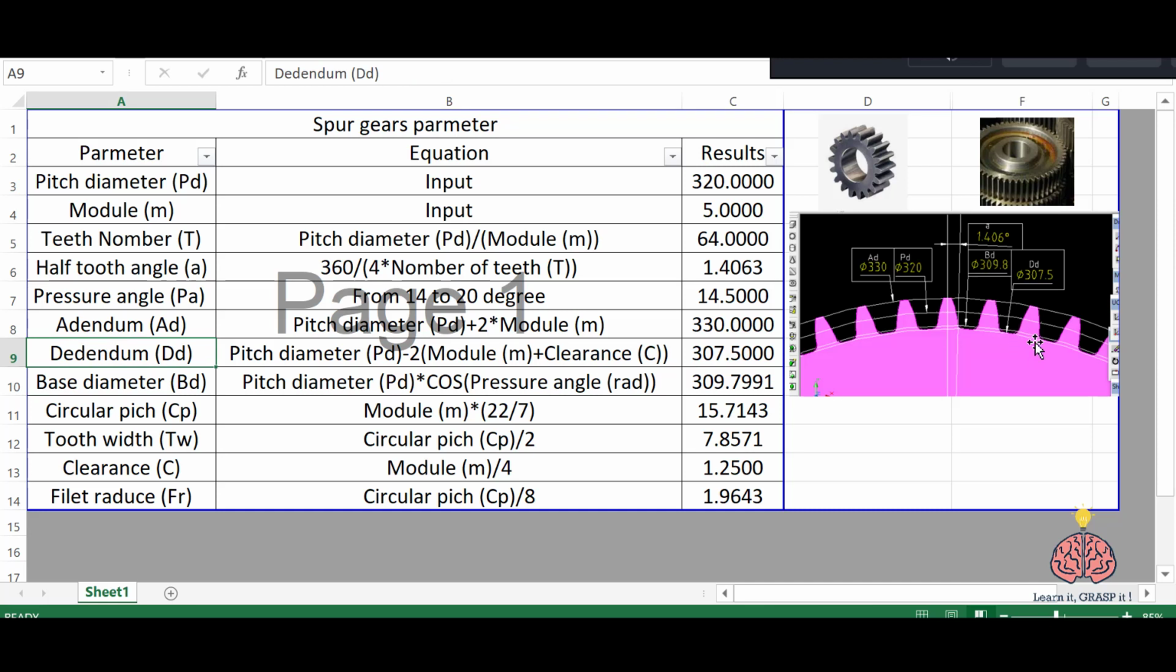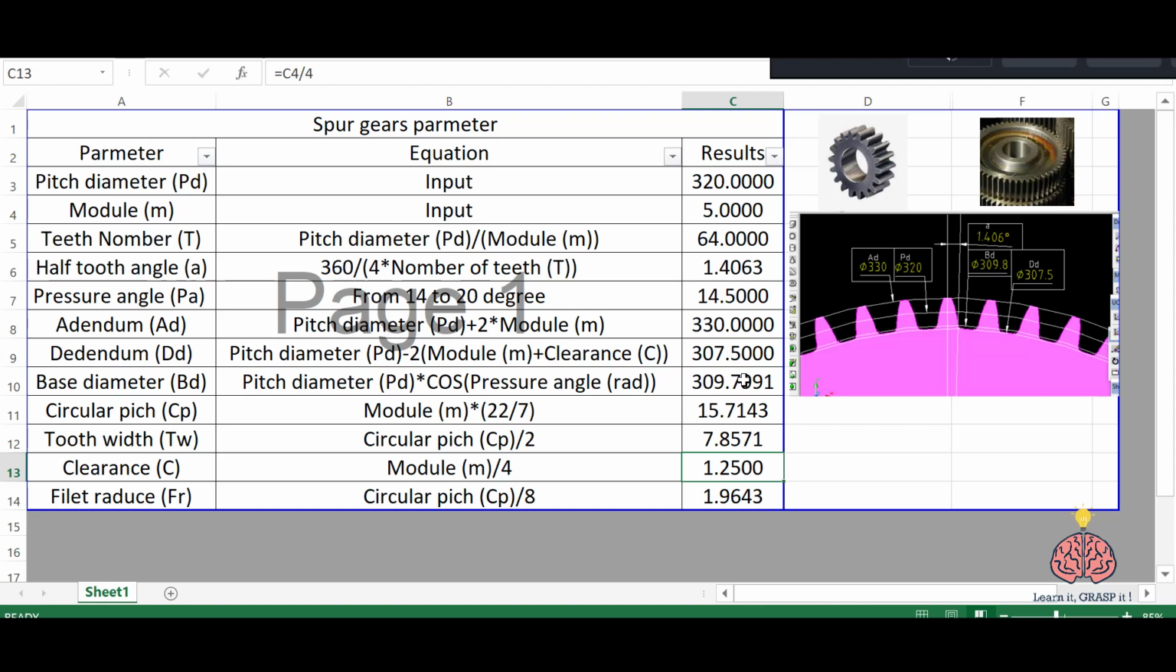The dedendum circle, it is the first one. The dedendum circle equals pitch diameter minus 2 module minus the clearance. The clearance here is module divided by 4, equal 1.25. We go again to the dedendum. The equation is C3, the pitch diameter, 320, minus 2 multiplied by C4, the module, plus module multiplied by 4, which is clearance, 1.25.